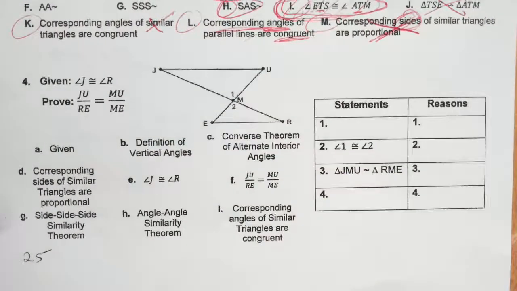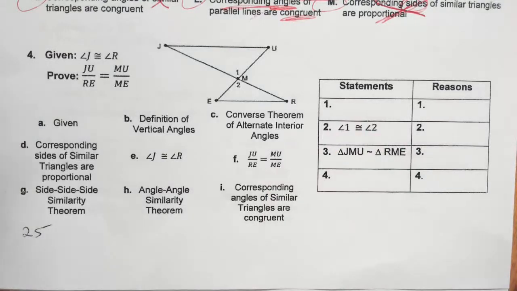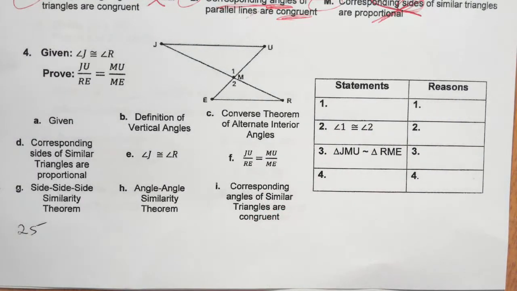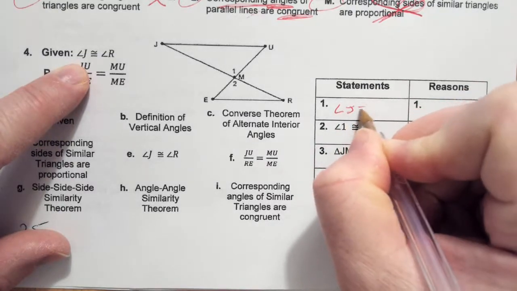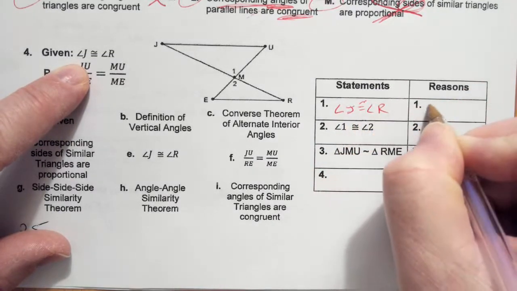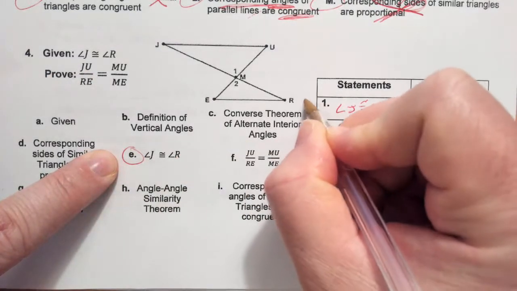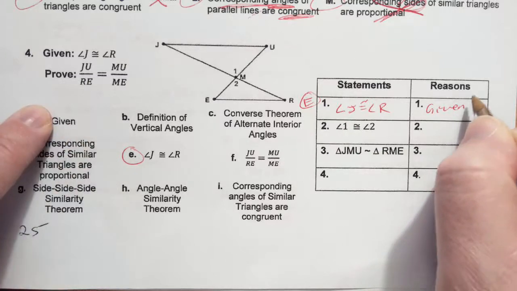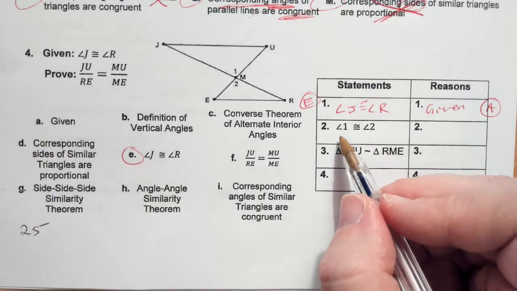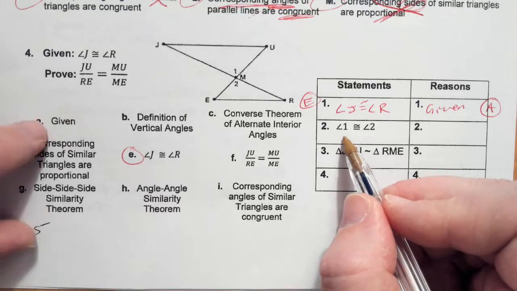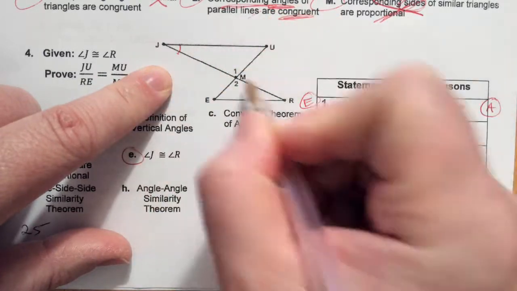And last problem. Let's do this. All right, so number 4. Okay, always do your givens first, right? So we're going to have angle J is congruent to angle R because it was given. So where does that say that? That's E. And over on this side, given, A. All right, and then we need to make sure we mark that. So J is equal to R.